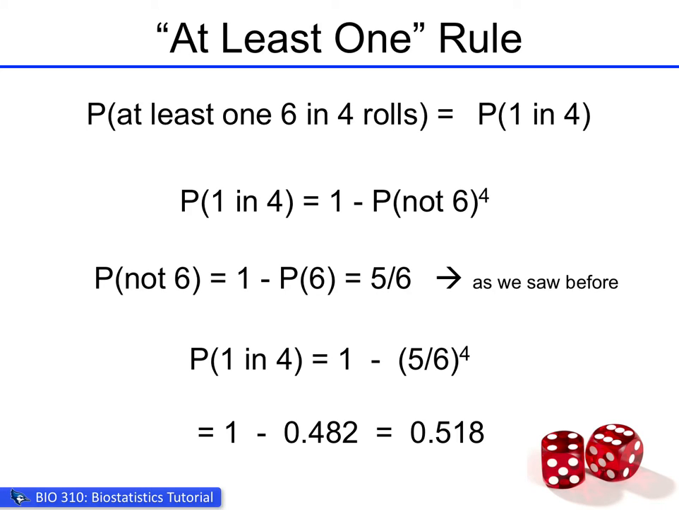If we do the math here, you can do it in Excel or on a calculator. It's probably going to be most useful for you to be doing this in Excel, because that's where you're going to be doing most of the other calculations for class. So 1 minus 0.482, or 0.518. So there's a 0.518 chance of getting at least one 6 over 4 rolls. So about a 52% chance.